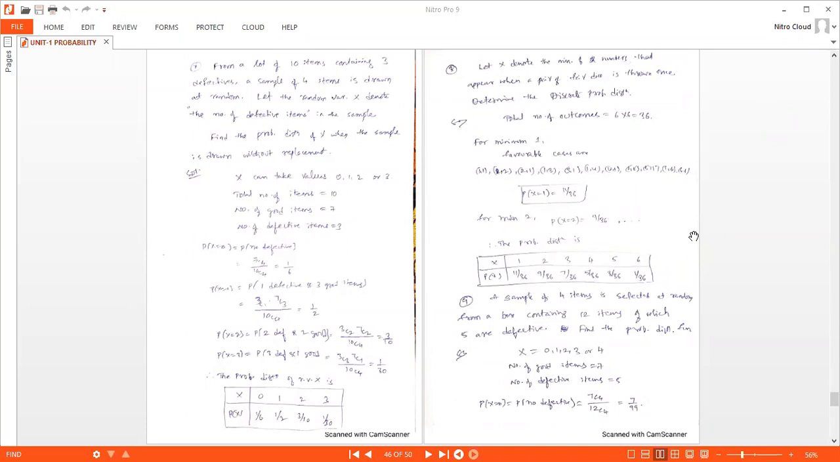In this way, you need to write for minimum 3, minimum 4, minimum 5, and minimum 6. So your probability distribution function with x values 1 to 6 and probability values are 11 by 36, 9 by 36, 7 by 36, 5 by 36, 3 by 36, and 1 by 36. So this is for today's class.